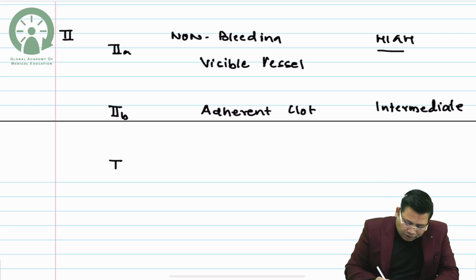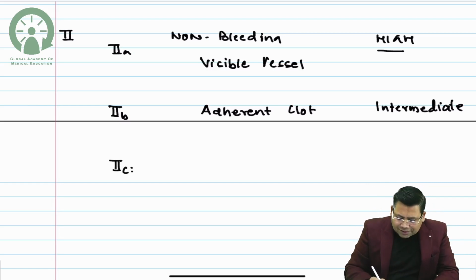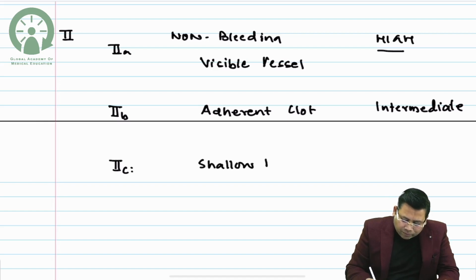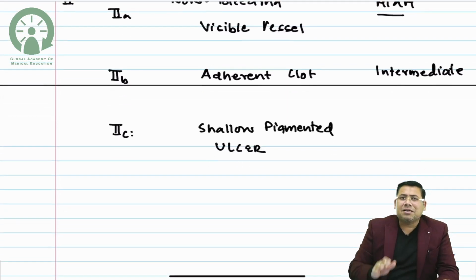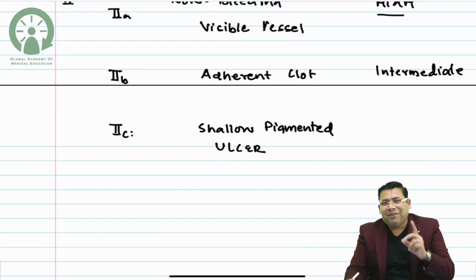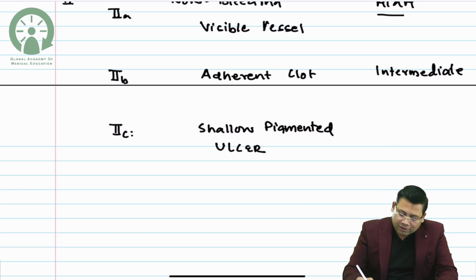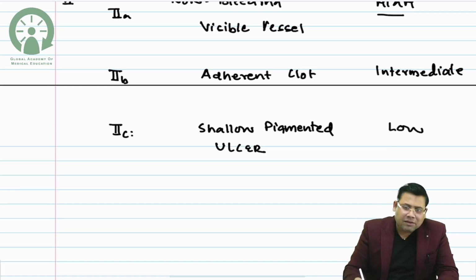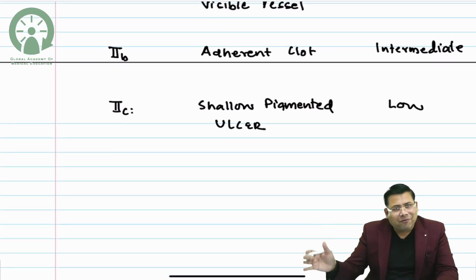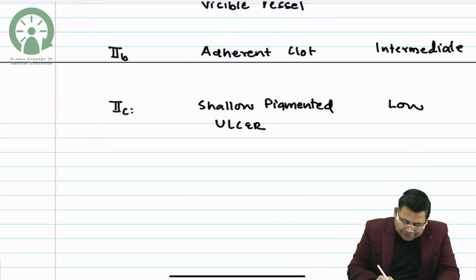Now what is 2C? It is a shallow pigmented ulcer base. So when you talk about a shallow pigmented ulcer base, this ulcer is now on the track of getting epithelialized and fibrosed. Pigmentation is evidence that yes, hemosiderin was there, and hemosiderin means hemoglobin. So the risk of rebleed is now going to be low because it is on the track of fibrosis.